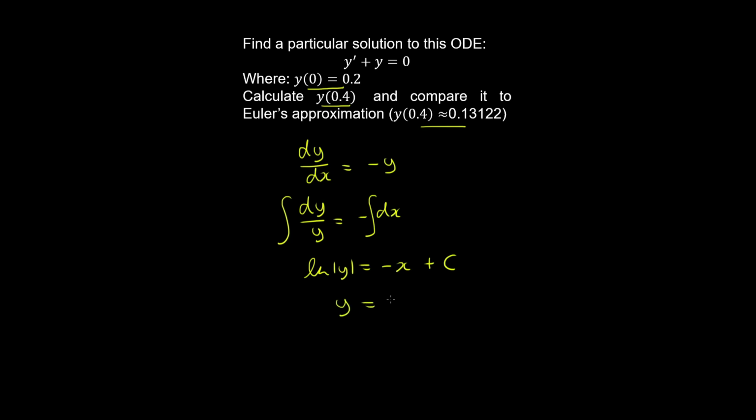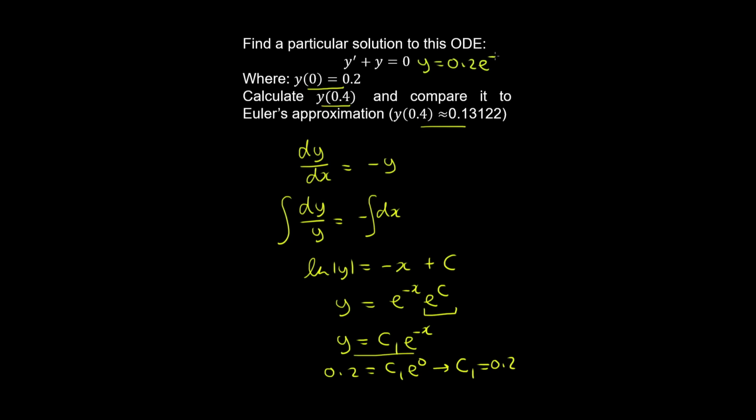And therefore y is equal to e to the power of minus x plus c, which is the same thing as e to the minus x times e to the c. And because this is just some constant, then we can write y is equal to some constant times e to the minus x. And now we can apply our initial condition. So when x equals 0, y equals 0.2, that would be c1 e to the 0. So therefore the constant of integration is equal to 0.2. And therefore from this equation, our particular solution is equal to 0.2 e to the minus x.